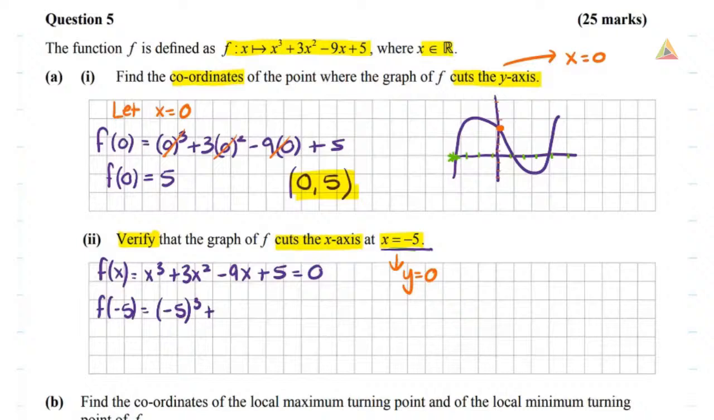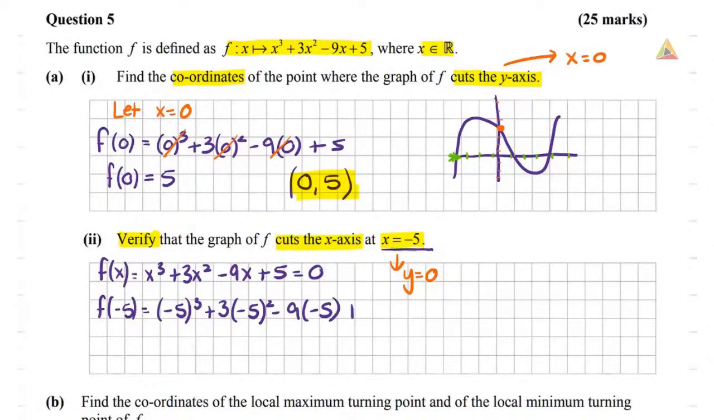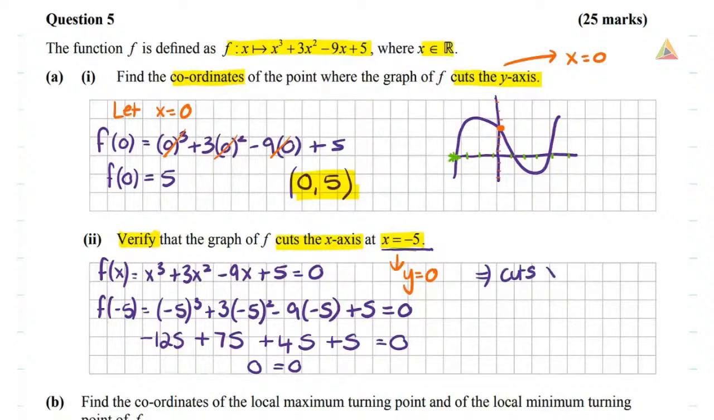So minus 5, we make sure that we put it in brackets into every single term, and we're hoping that it does equal 0. So what we're getting is minus 125 plus 75 plus 45 plus 5. And when you work the left-hand side out there, you're getting 0. So that verifies our answer. And we can say, therefore, it cuts the x-axis at x equals minus 5. So make sure that you're answering your question.